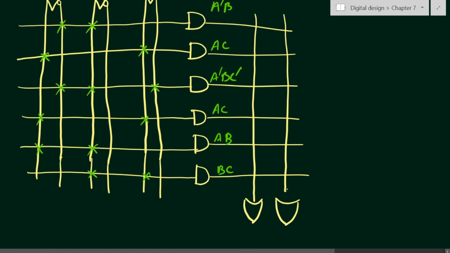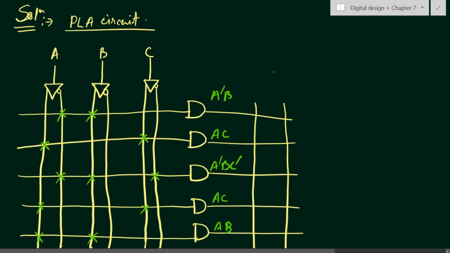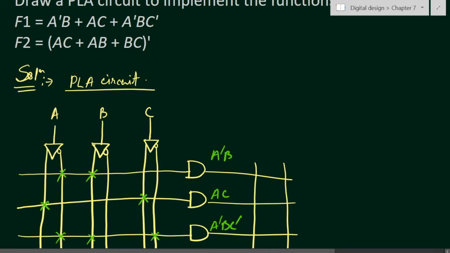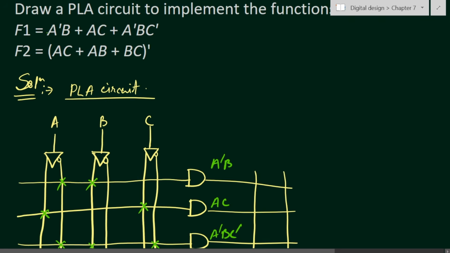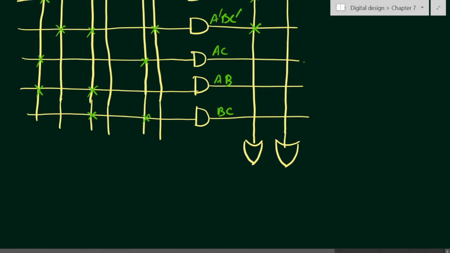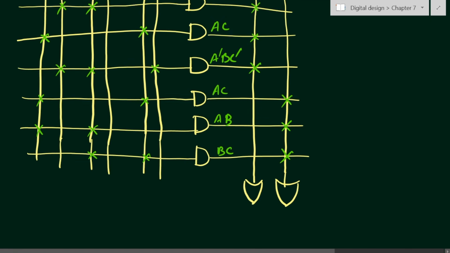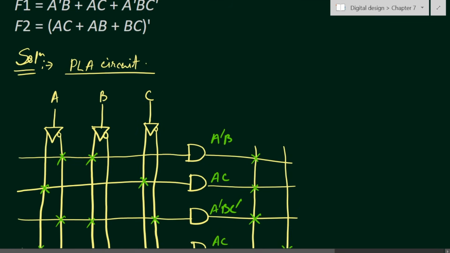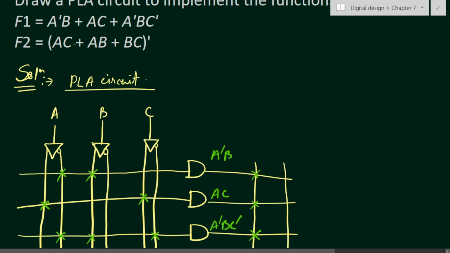So this will be the input. Now here we will put the marks for selecting the product terms. In the first function F1 we have A bar B plus AC plus A bar B C bar, so we put marks here, here, and this is the third product term. Similarly for F2 we will have the marks 1, 2, 3. These are added. Now we have to find the normal value, that is F1. There is no complement for F1, and for F2 we have a whole complement.